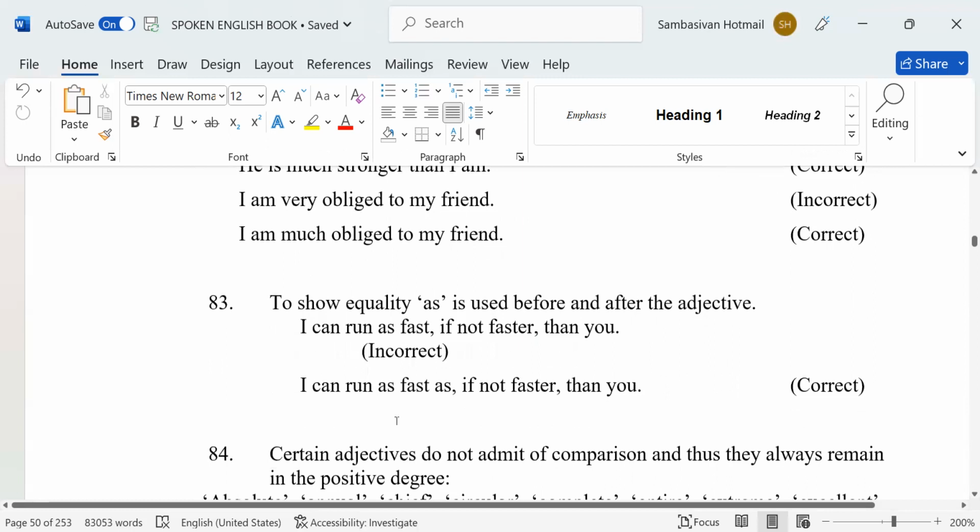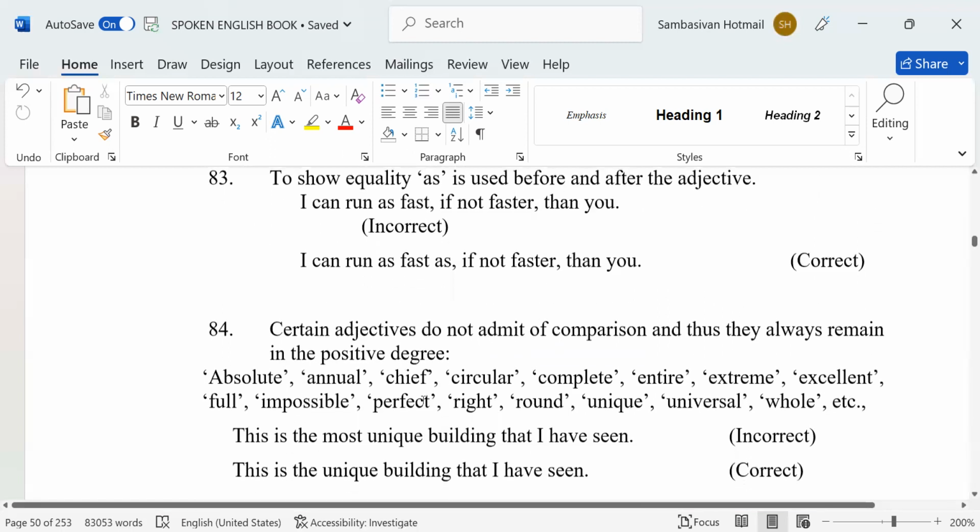To show equality, as is used before and after the adjective. I can run as fast, if not faster than you. Incorrect. I can run as fast as, if not faster than you. Correct.